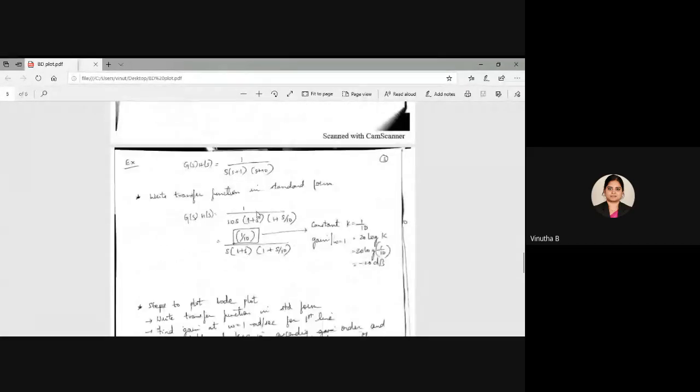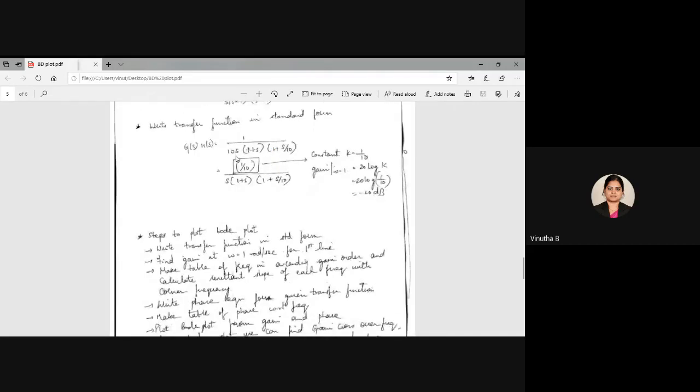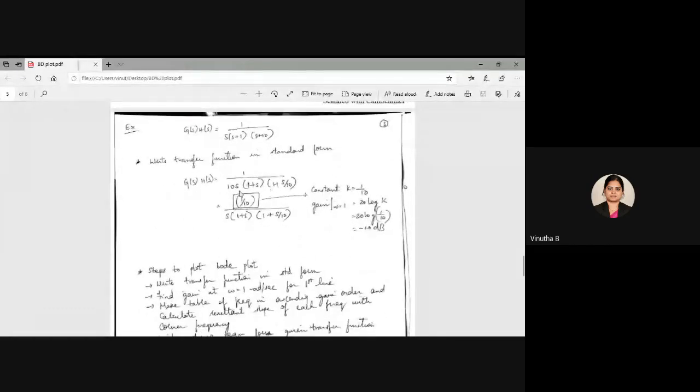Advantages I've already spoken about in the last class. So that was one general form, and here they have taken one example. This is one transfer function which has been given. As you can see, it is not in a standard form. So what do you have to do? You should take 1 by 10s. Here 10 is taken out as common, and you will get a constant K which is 1 by 10. Then find the gain at omega equal to 1 radian per second. You will get the value minus 20 dB.